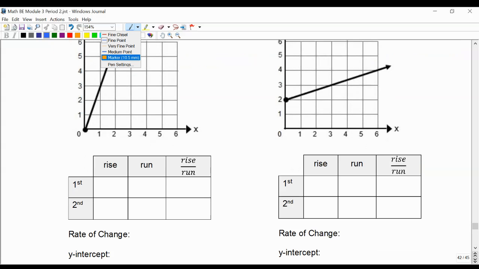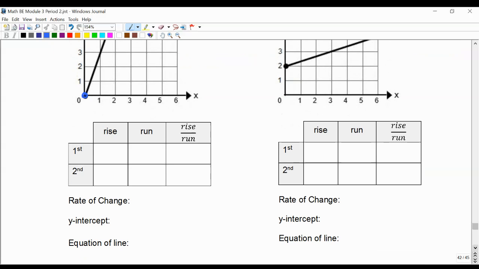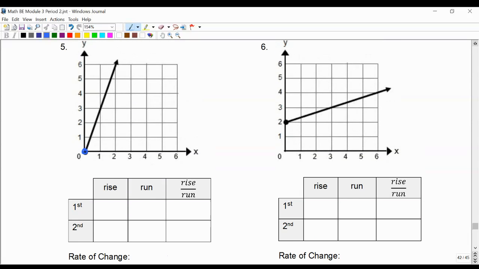One of the first things I like to do is actually skip all the way to the y-intercept, which is where does this graph pass through the y-axis? So it passes through at 0, or (0, 0). Next, we're going to look at the rate of change and fill out this table.